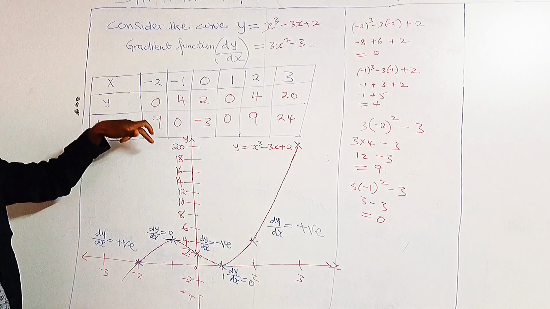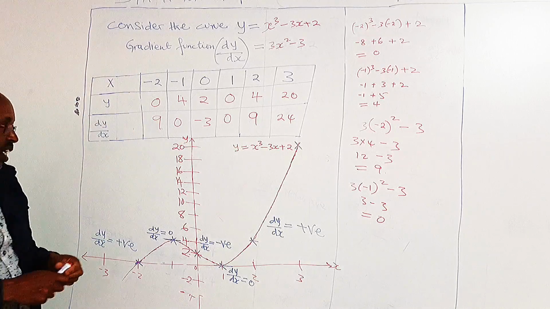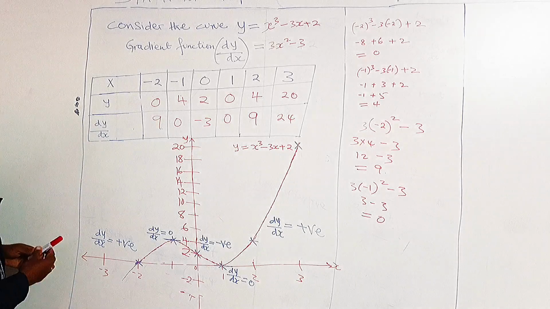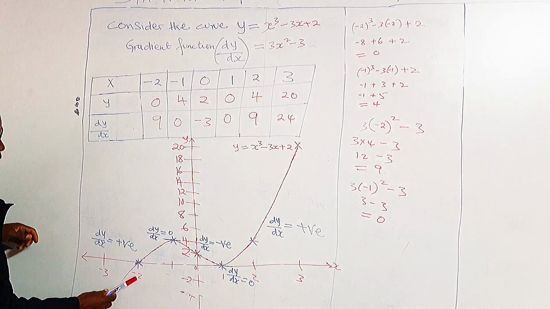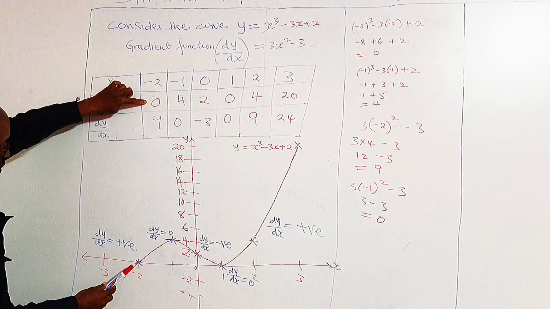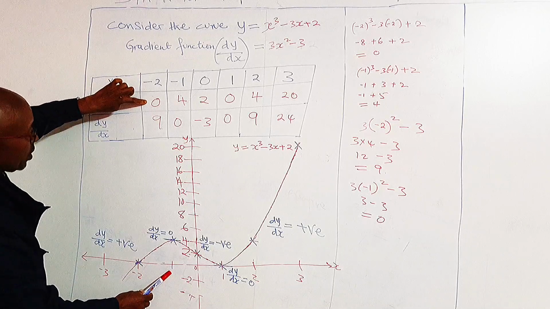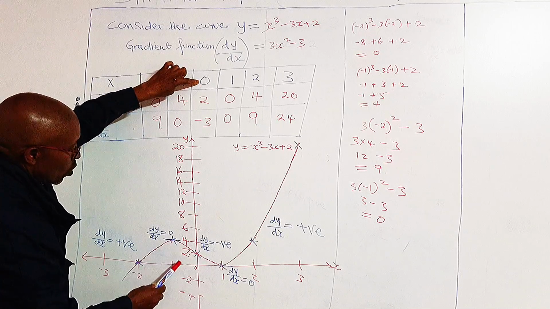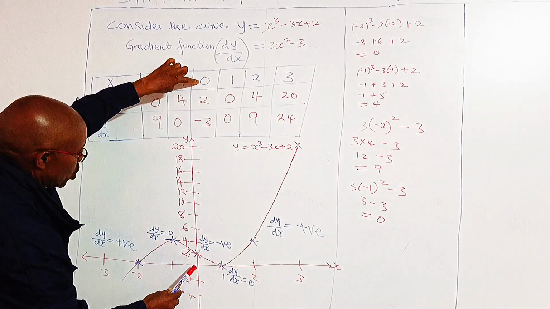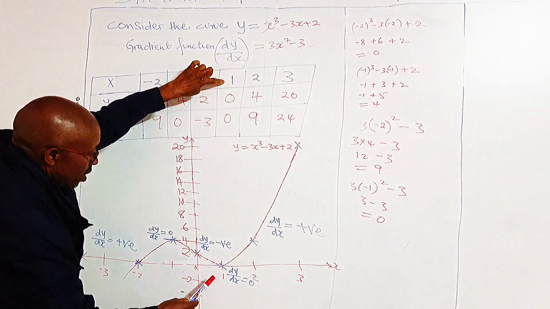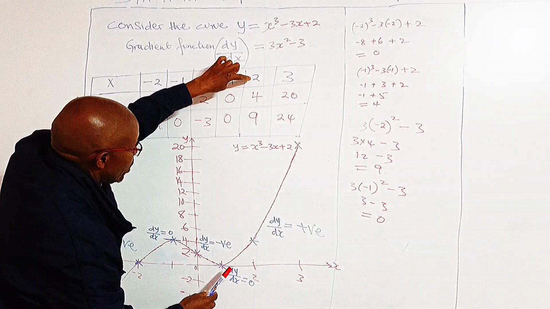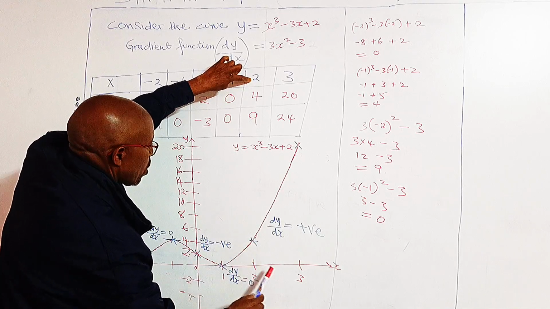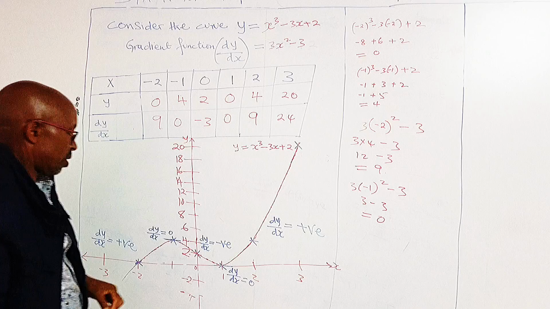Presenting the table into this graph, the xy graph in the Cartesian plane, we'll have now, when our x is negative 2, we have our y as 0. When x is negative 1, we'll have our y as 4. When x is 0, we'll have our y as 2. When x is 1, our y is 0. And when x is 2, our y is 4. When x is 3, our y is 20.